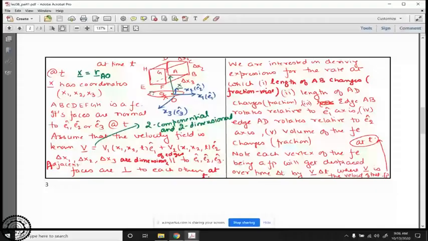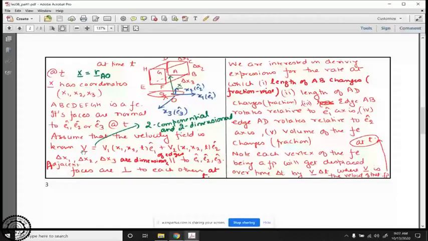So you will see we will have Taylor series expansion also. For Taylor series expansion, we will use this location of A as the base location. I am naming all the vertices here: A, B, C, D, A, B, C, D, and then E, F, G, H. These are the 6 vertices. And as I said before, all faces are normal to E1 or E2 or E3 at time t when I am starting this derivation.